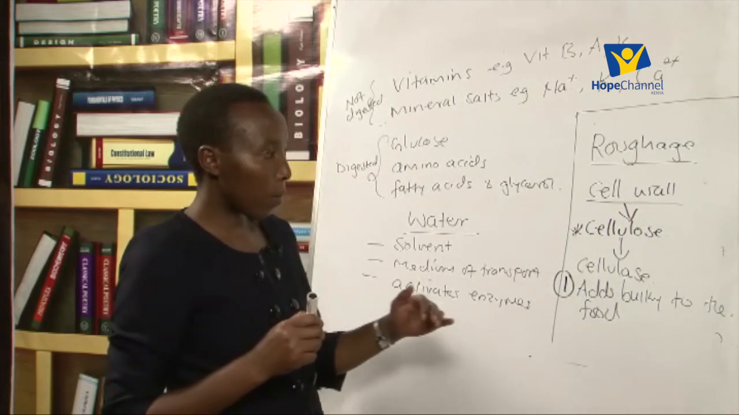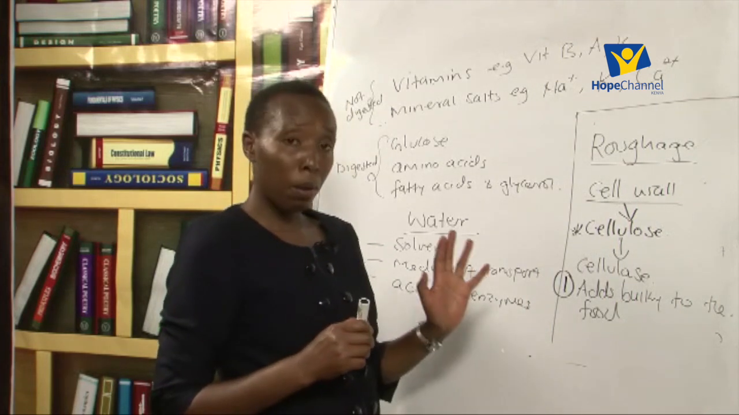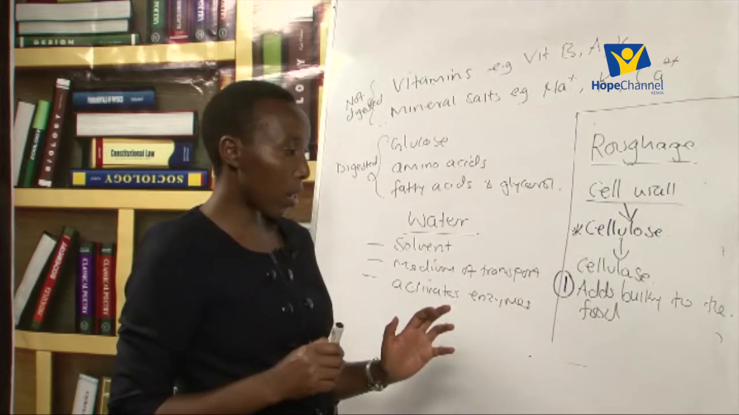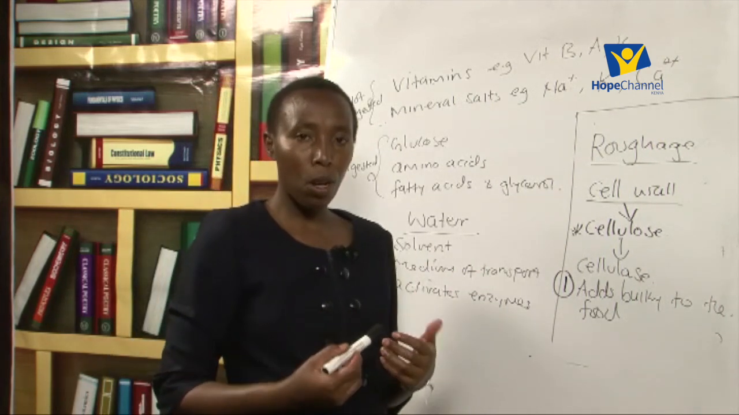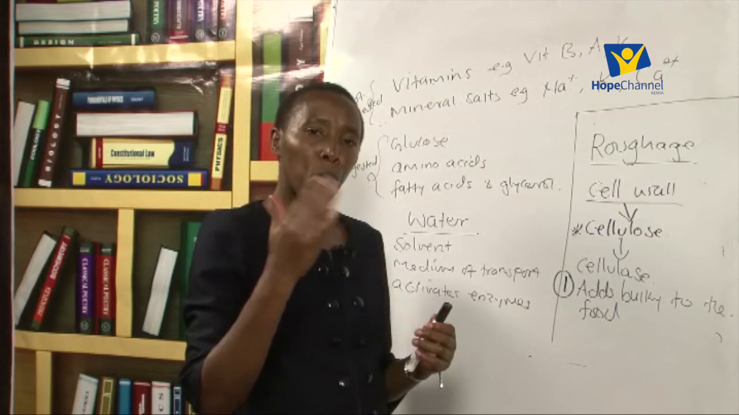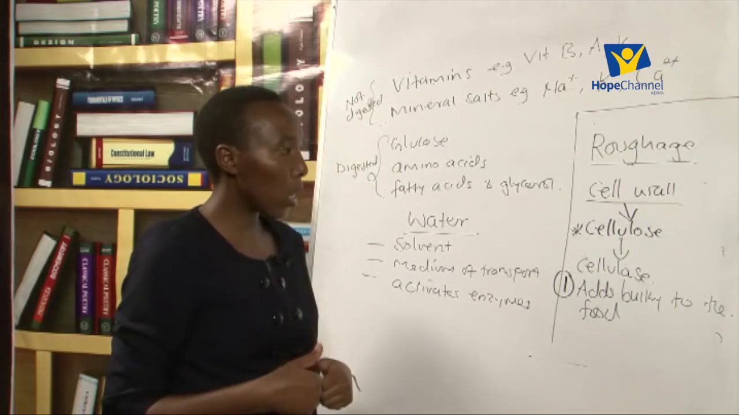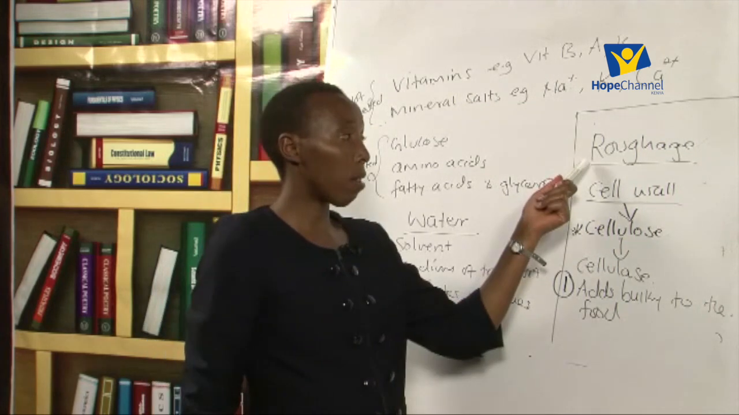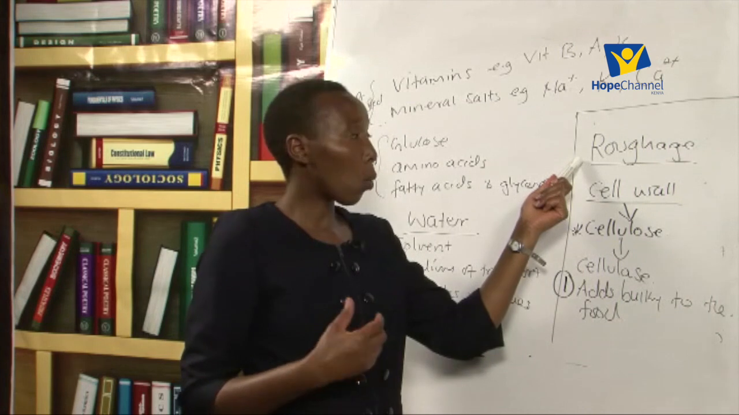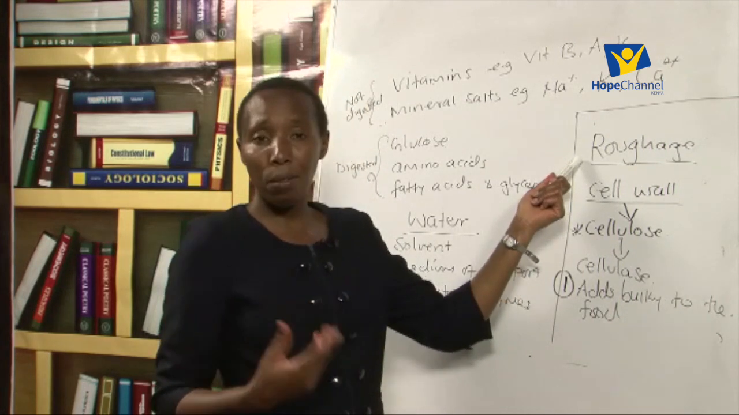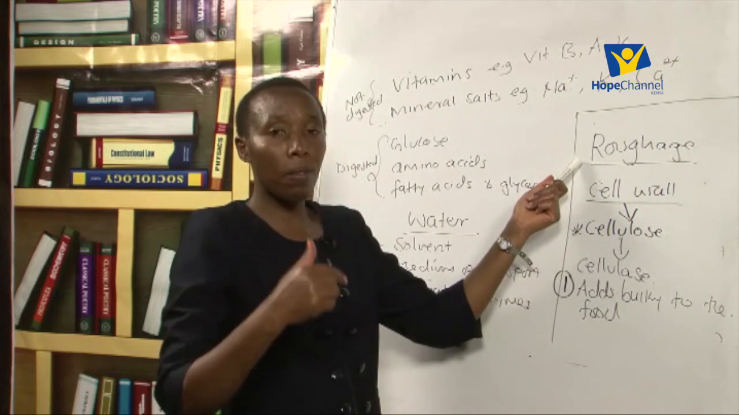So you realize that as food is moving along the digestive system through the process of peristalsis, the roughage adds bulk to the food. So what happens? The food moves very fast. Unlike someone who eats food that has no roughage. If you take food that doesn't have roughage, what happens? Mostly when you take refined food, it takes long to move along the digestive system.